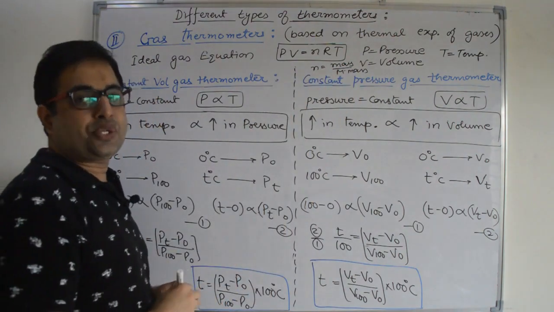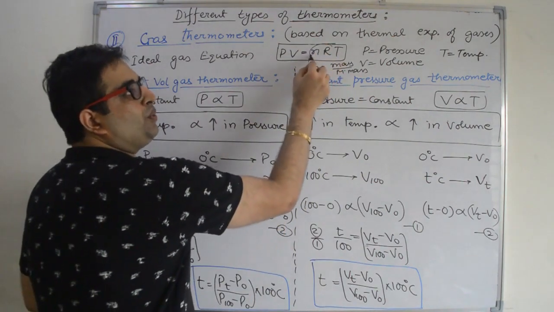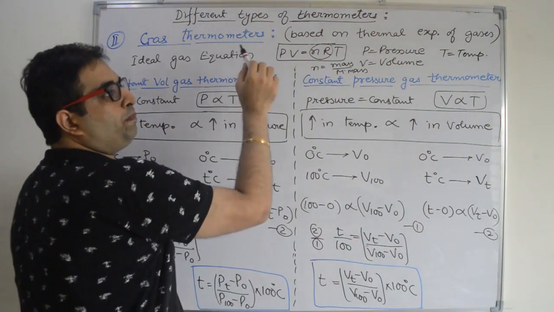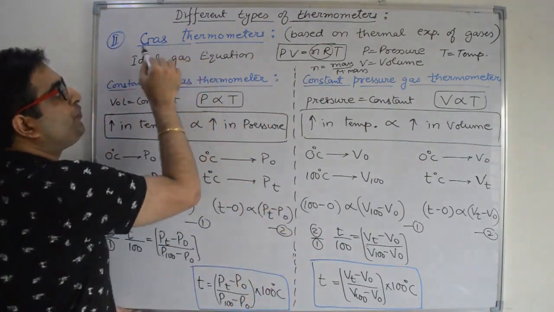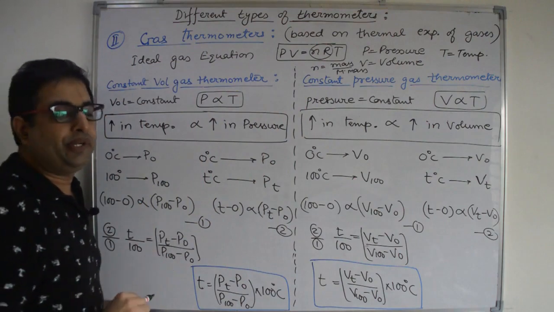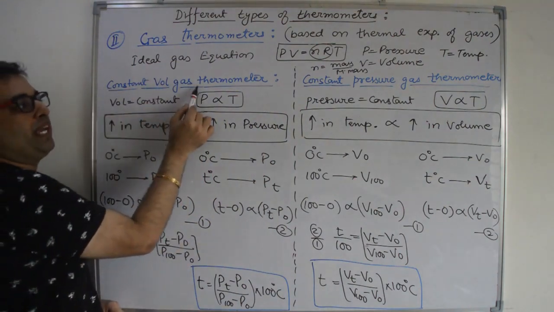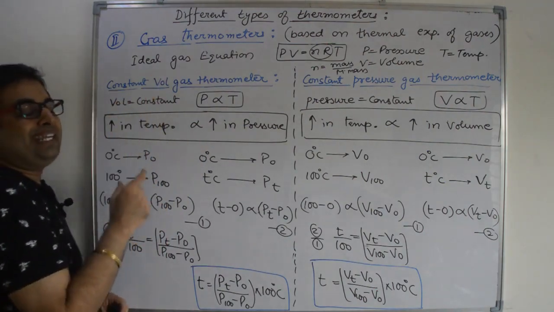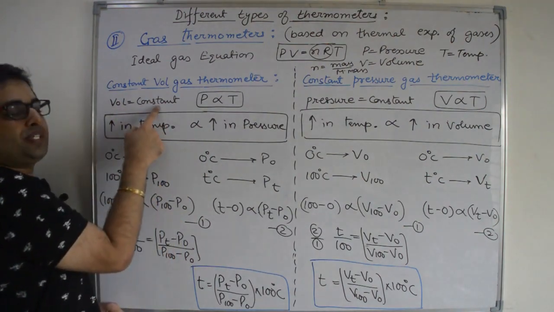R is the gas constant. So for the given gas, these two values are constant: n and R are constant. So PV = nRT is the basic equation for these types of gas thermometers. First type is the constant volume gas thermometer. Constant volume means we will maintain the volume of the gas constant. So the volume of the gas is constant.